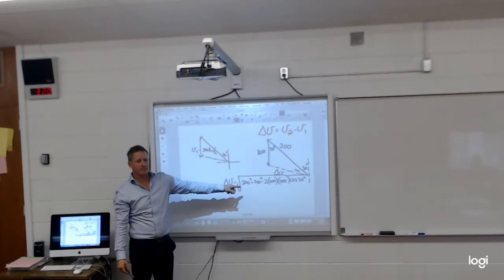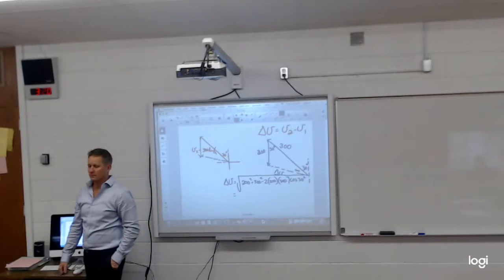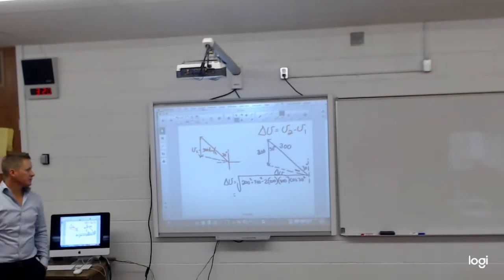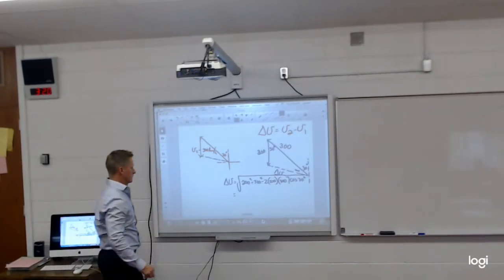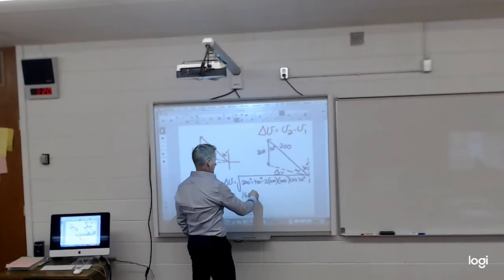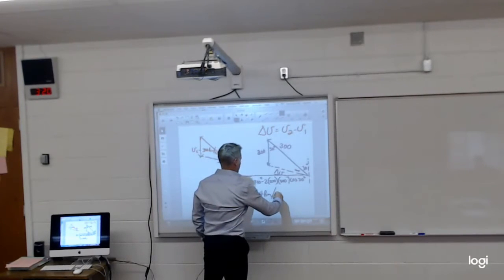Calculate this for me. Square root of 300 squared plus 200 squared minus 2 times 200 times 300 times the cosine of 30. Oh, you get the same thing. That's nice. What is it? 161.484.